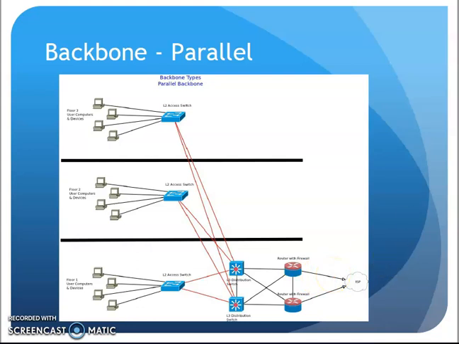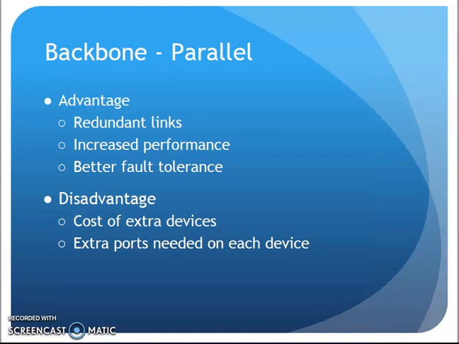That's what your parallel backbone is. When the need arises, you add these redundant links in for reliability, fault tolerance. In the example of a hospital, this would be necessary. You would need to be thinking redundant links to each of my major network devices. That's your parallel backbone. Here, redundant links, increased performance, better fault tolerance.